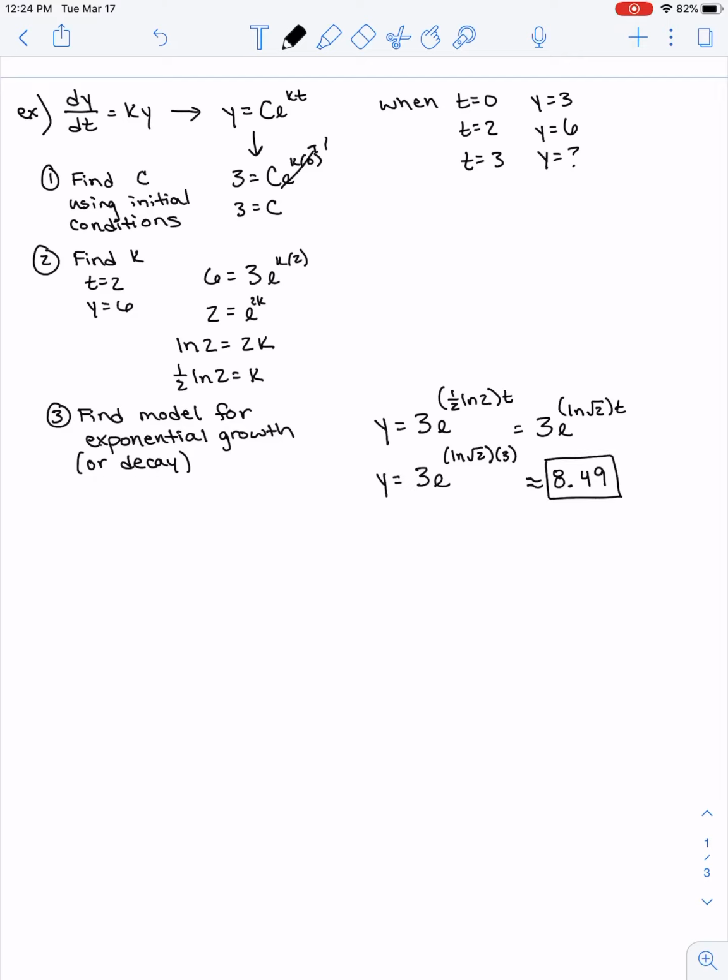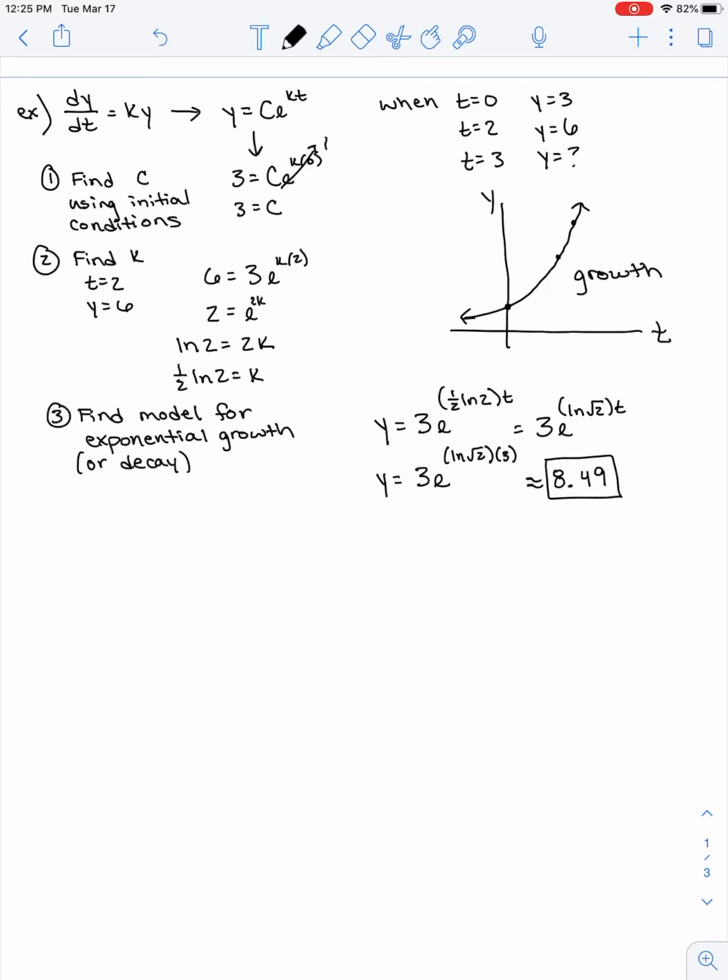So let's just check to see that this is in fact exponential growth. If we have a graph of time versus amount, at 0 we started at 3, and then at 2 we went to maybe 6, and then at 3 we're going to 8. So this would look like this, which is a pretty nice exponential growth graph there. Okay, good job, team. Let's go to another example.